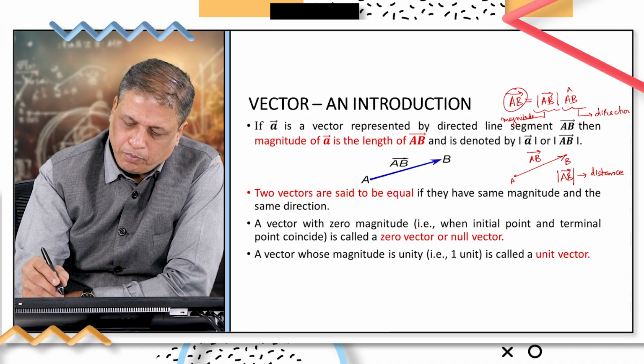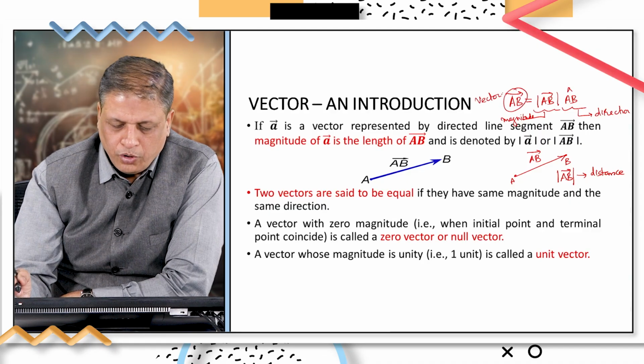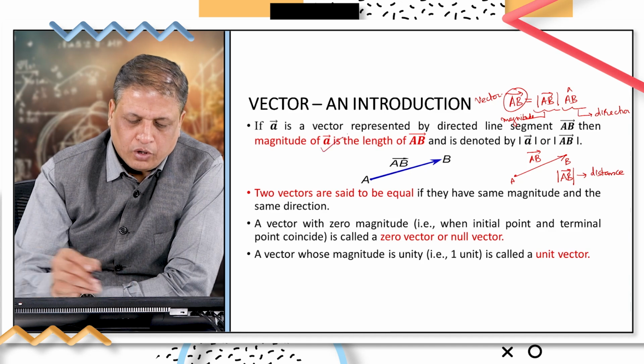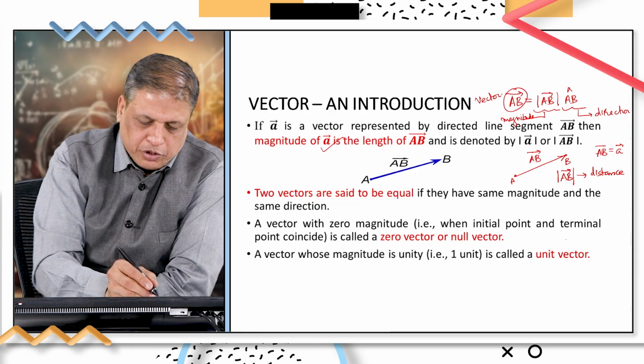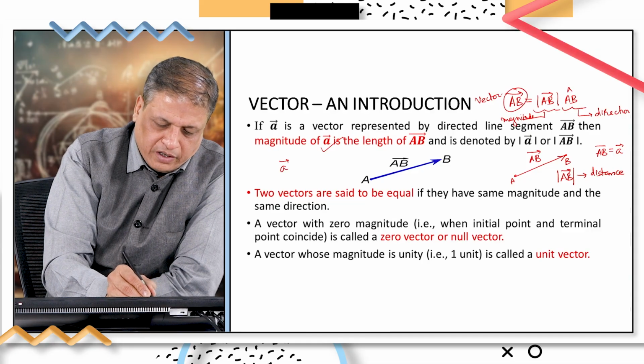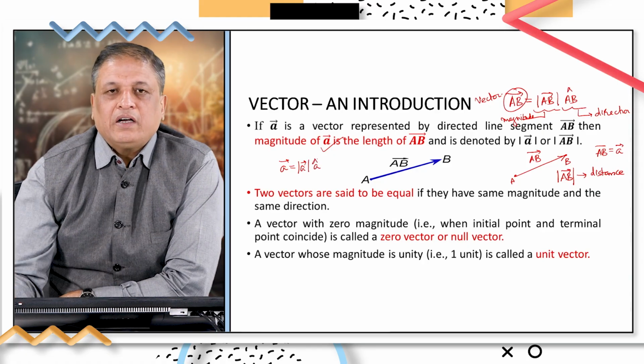And this overall component is the vector representation. So, that means the magnitude of vector A, if I say AB vector is equal to A vector, then I am supposed to express that A vector is equal to magnitude of A vector into A unit vector. So, I hope you understand that.